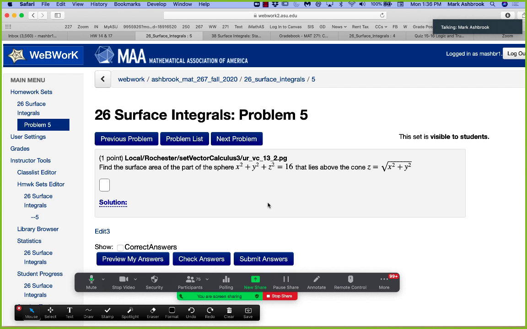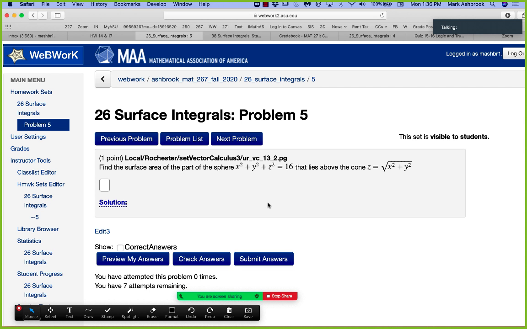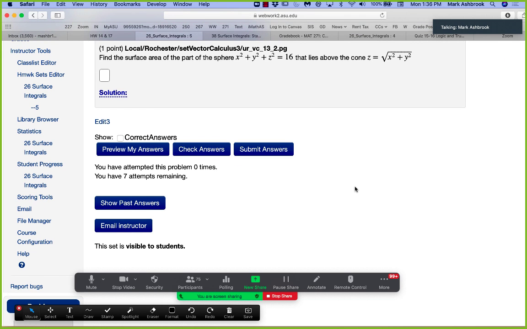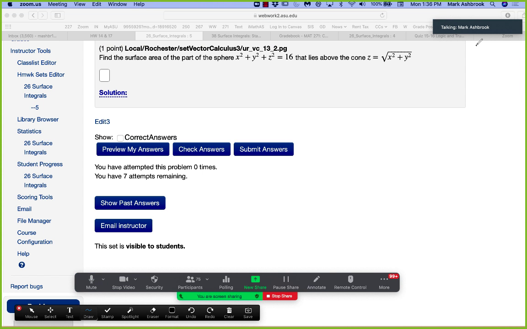All right, let's try this. Let's make some room. It's going to be a long problem if we have time for it. We'll just get it started, okay? So we want to find the surface area of the part of the sphere that lies above the cone. So let's draw a picture over here. So our sphere is radius 4, and we know this is our standard upward opening cone.